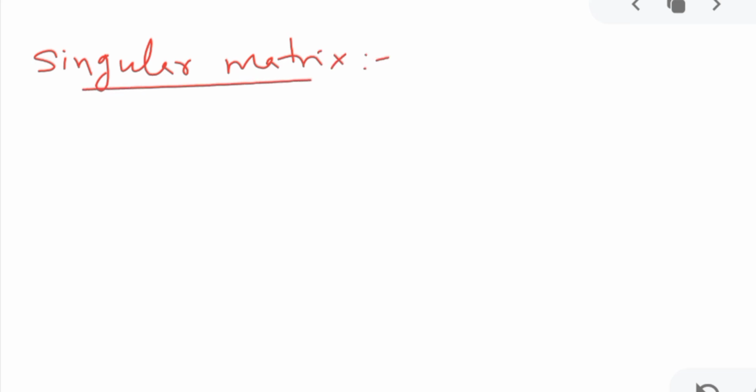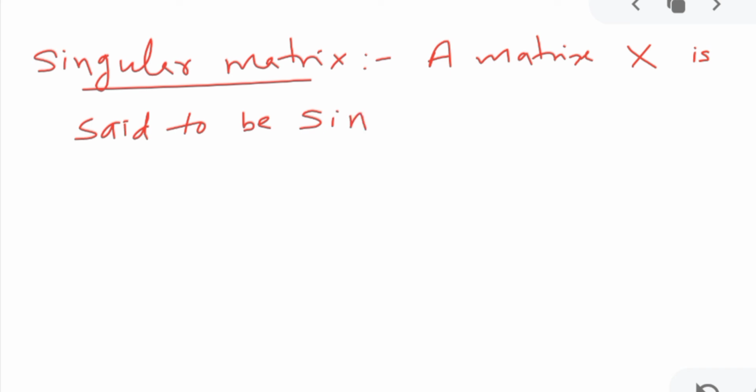Now the next definition is singular matrix. Two more definitions are there, singular and non-singular. These are simple definitions. They can ask you any definition in a 1 mark question. So singular matrix means, I will write the definition first, then I will explain. Suppose I am taking a matrix X. A matrix X is said to be, X is nothing but the name of the matrix.